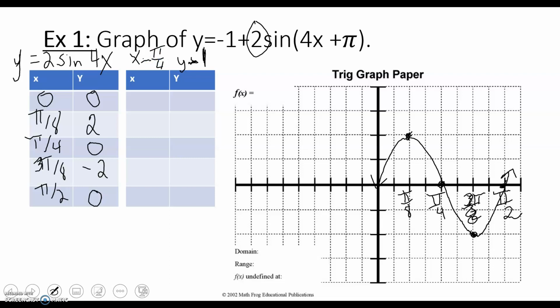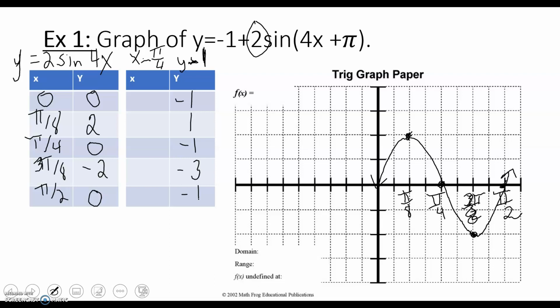So the y's are going to be the easiest. I'm going to subtract 1. 0 minus 1 is -1. 2 minus 1 is 1. 0 minus 1 is -1. -2 minus 1 is -3. And 0 minus 1 is -1. So those are my new y values, okay?